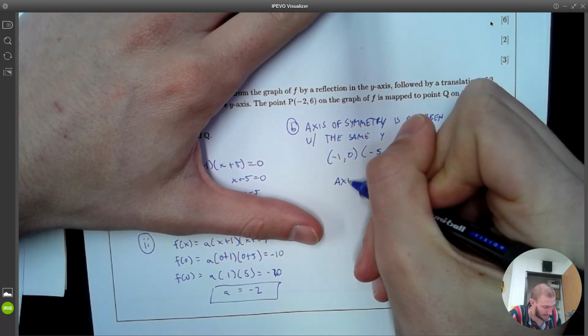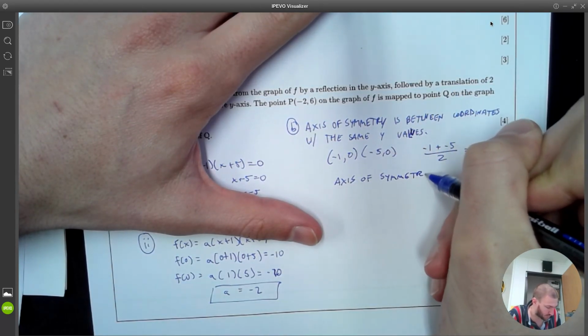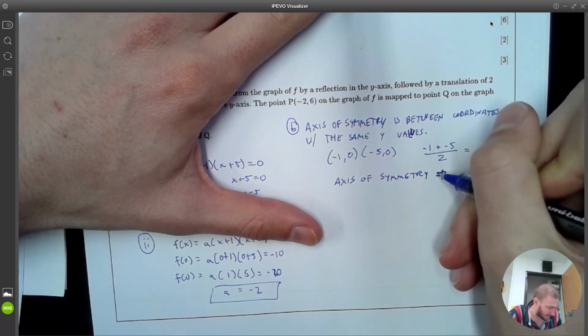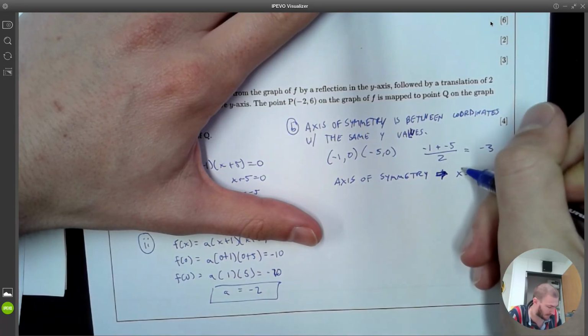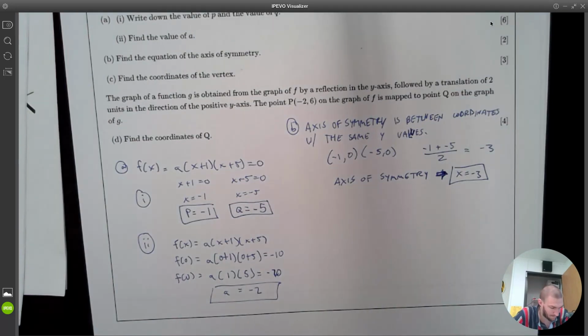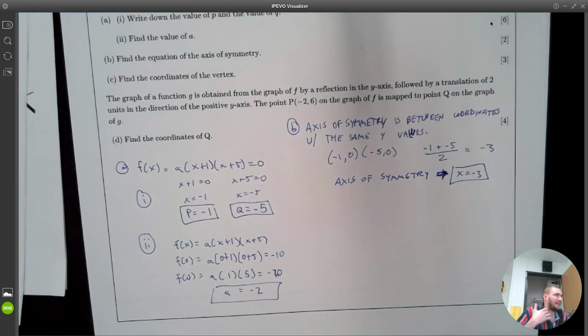So the axis of symmetry is equal to, maybe I'll put an arrow because the axis of symmetry has its own equal sign. X equals negative 3. I'm probably going to get points deducted if I don't have this equal sign. It has to be an axis. It has to be a line. And if I just put negative 3 without the equal sign, then it's not a line.